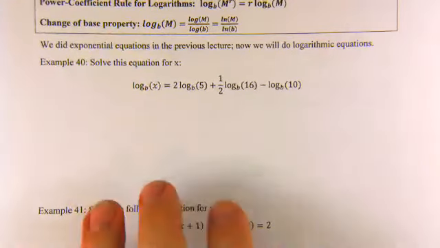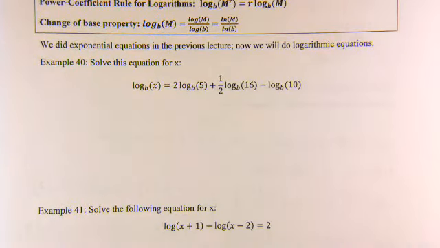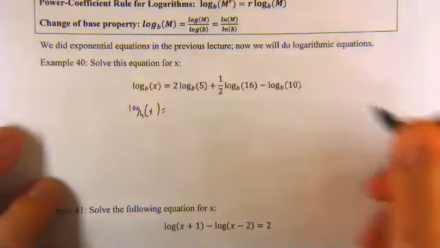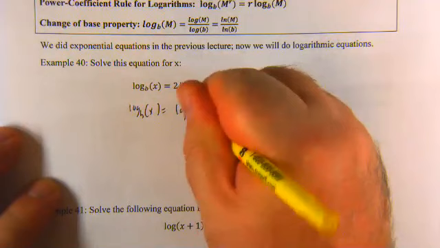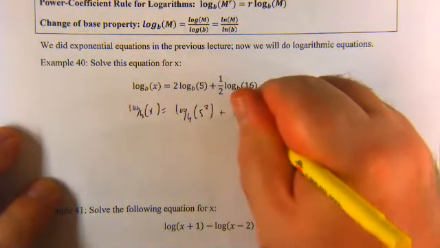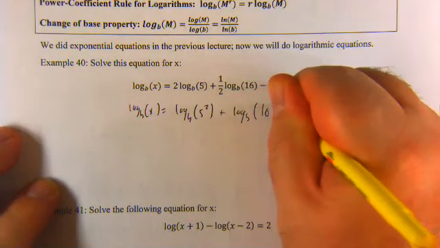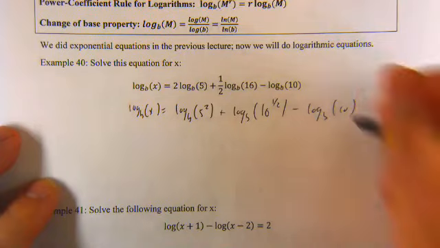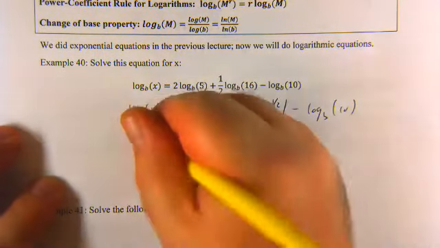Here's an equation. Can we solve this for x? And it's actually much easier than it looks like. It's just condensing the right-hand side. So how do we condense something? Start with the powers. 2 comes in on the 5. 1/2 comes in on the 16. No power for this, so it just sits as it is.